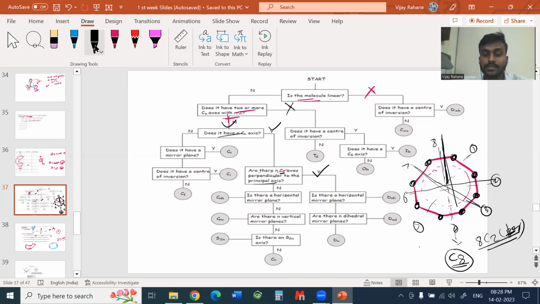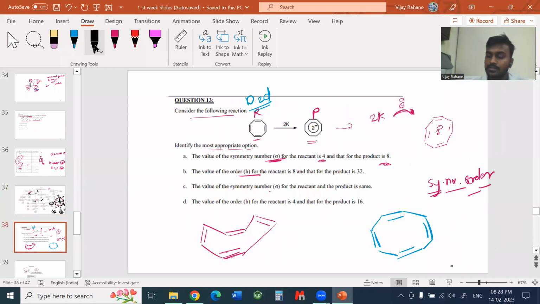So yes. Is there a horizontal plane present? See, this is the principal axis, and the plane which passes through these 8 atoms is the horizontal plane. Yes, it has a horizontal plane. So this molecule belongs to the Dnh point group, that is Dn equal to 8, the D8h point group. So this cyclooctatetraene dianion, that is the product, belongs to D8h.